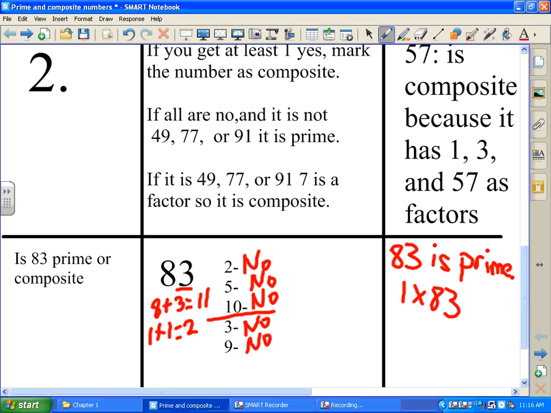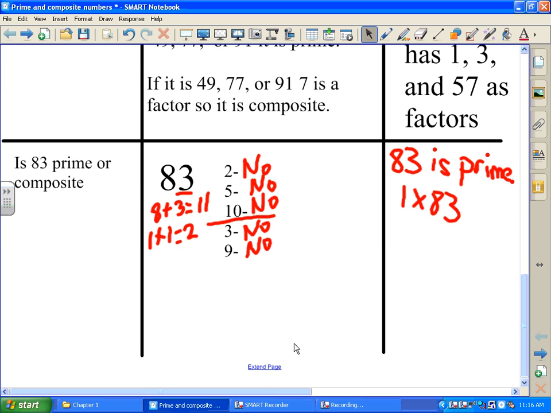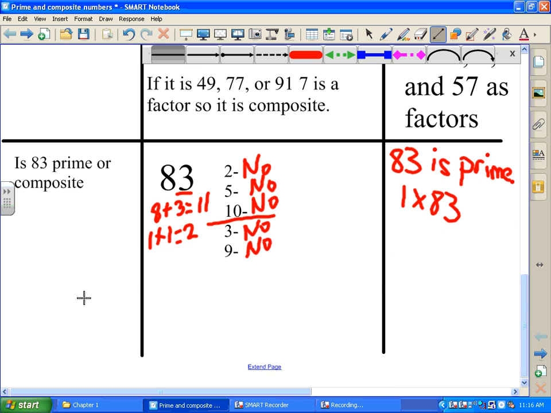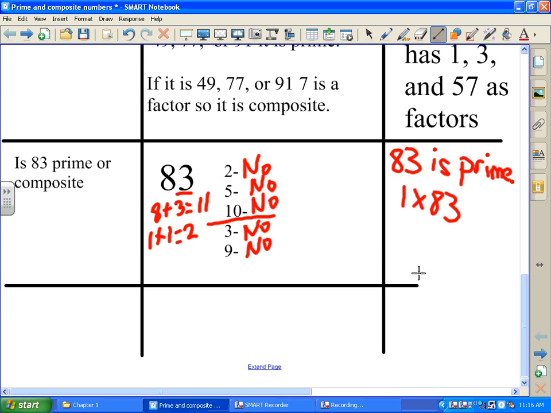Okay? Now, we're going to try another one. Okay, we're going to try another one. Okay. Bless you. Okay, draw a line straight across. Okay, here's the next example.